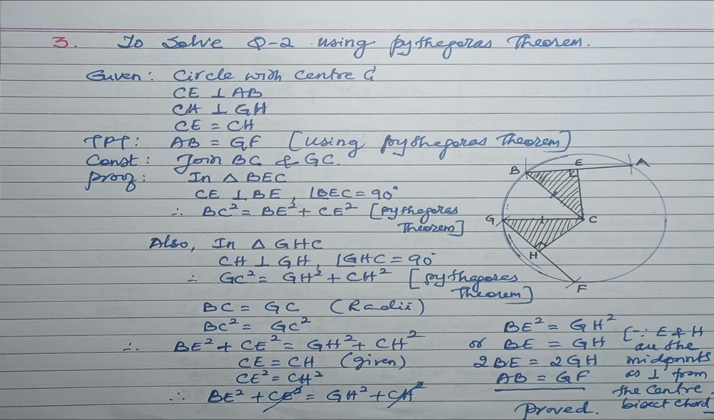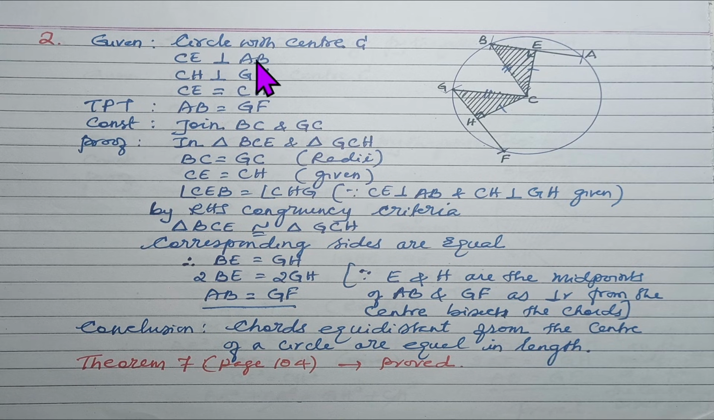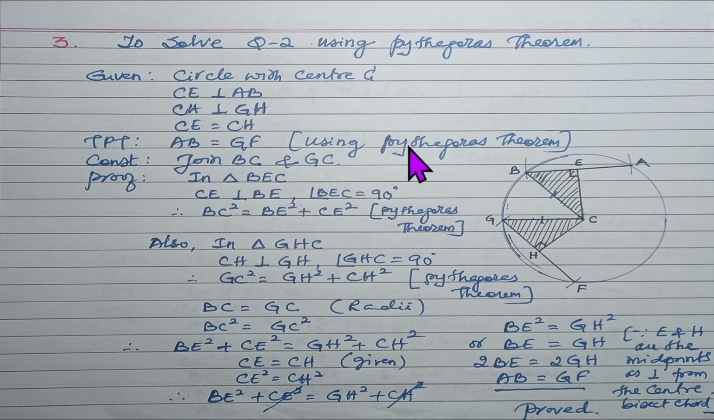Okay, understand that. Now coming to the next example, we have to solve the same question number 2 here. We have to again prove this by using Pythagoras theorem. Again, very simple. Let us see how to do that. We are given a circle with center C. CE is perpendicular to AB and CH is perpendicular to GF, and CE is equal to CH, that is, the two chords are equidistant from the center. Now we have to prove that the two chords are equal, and that is by Pythagoras theorem.